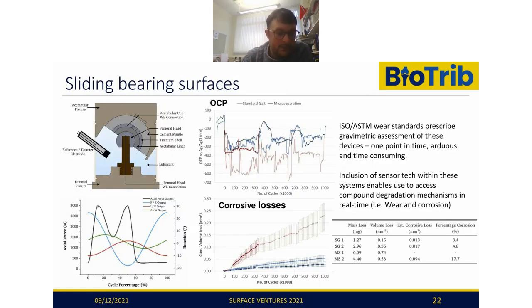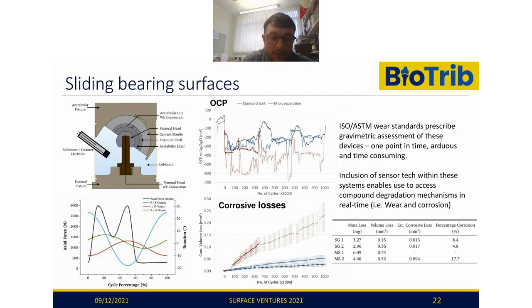Some of the work that Rob Beedling has been doing has really been instrumenting these simulators. This was a simulator instrumented with a cobalt chrome metal-on-metal contact with electrochemistry. The aim of this study was to understand the effects of adverse biomechanical loading on the corrosion. Essentially, what we're able to see is that by having these adverse biomechanical loading processes, we can exacerbate the corrosive losses by nearly an order of magnitude compared to standard ISO type gait processes.